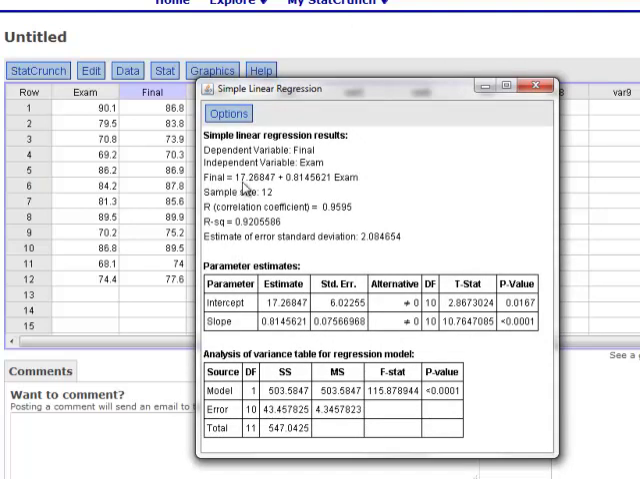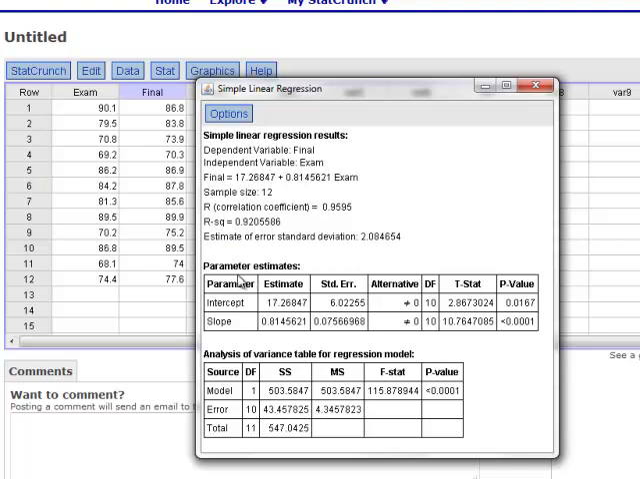Final is equal to 17 plus 0.81 times exam. That is our regression equation. So y is final, x is exam, 17 is our y-intercept, and 0.81 is our slope. You can see r, which is the correlation coefficient, as 0.959, which you may remember from the previous chapter. And you can see r squared, which is the coefficient of determination, which is 0.92.